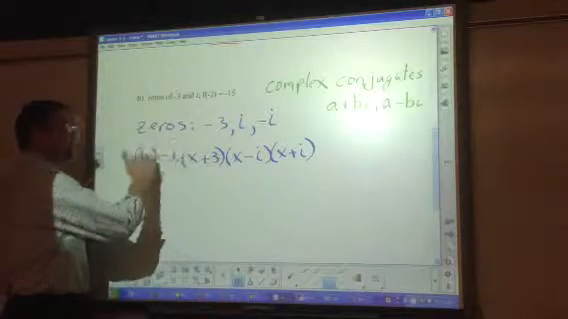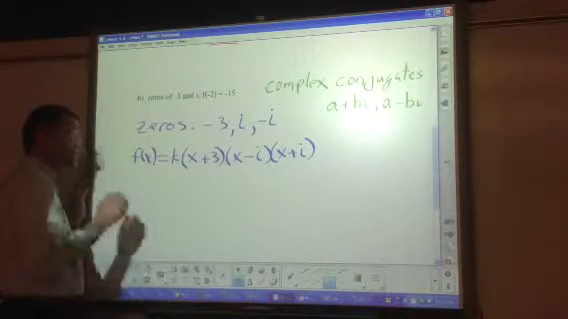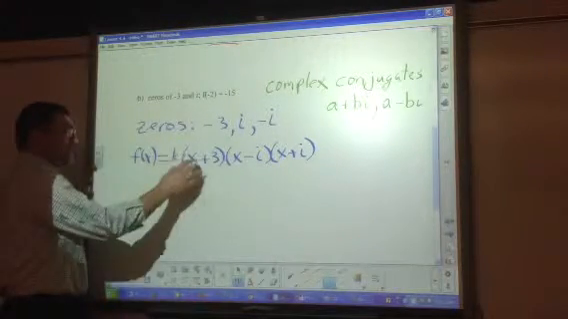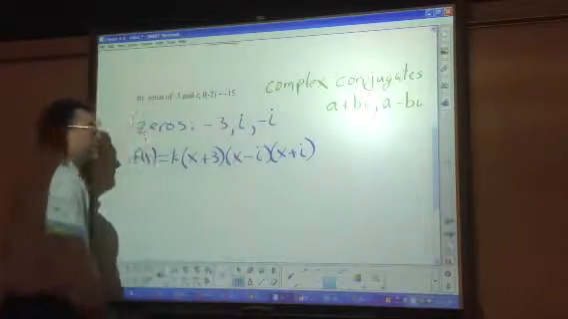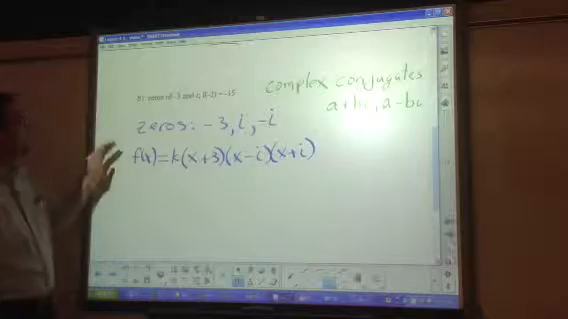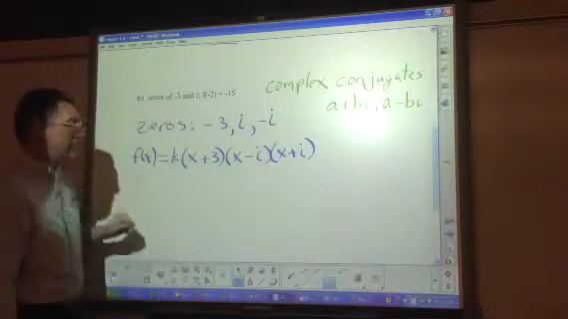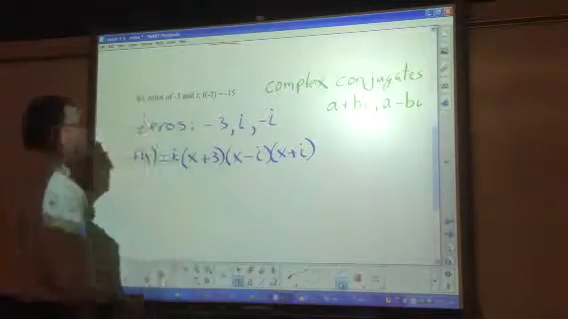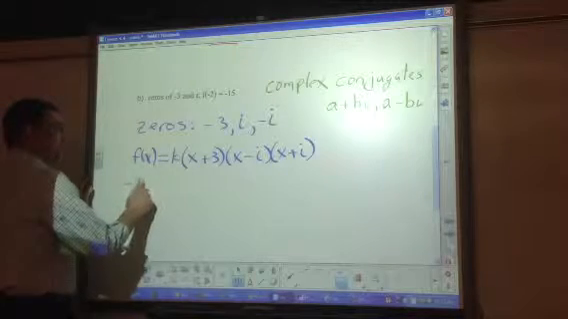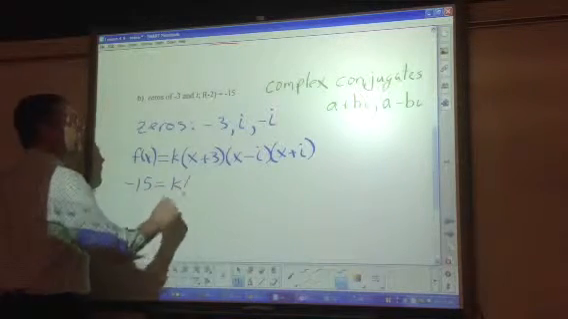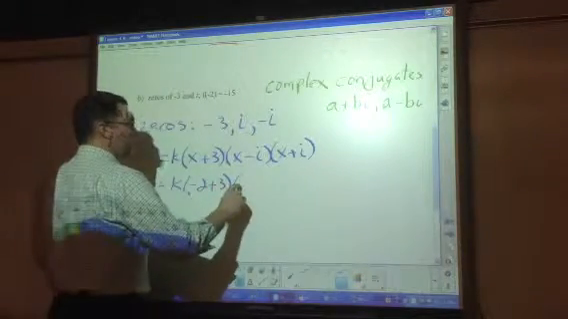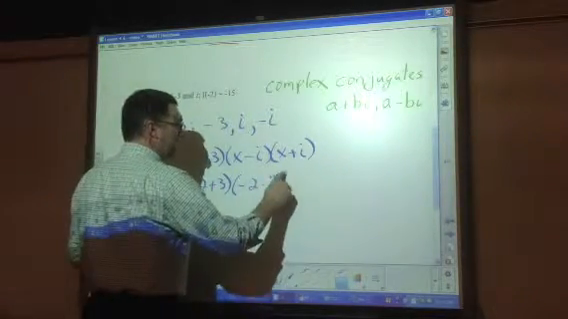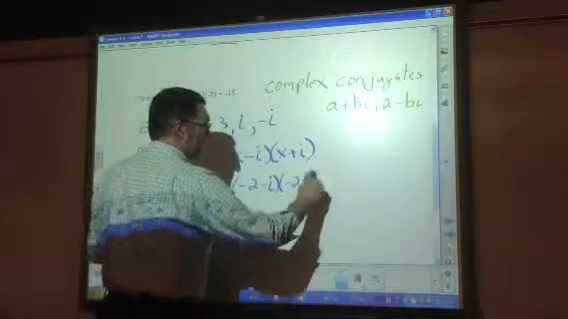Now I write them in factored form. I'm going to use this general form again: (x plus 3)(x minus i)(x plus i). And it says that f of negative 2 equals negative 15. So let's go ahead and work with that so we can find k. So negative 15 equals k times (negative 2 plus 3) times (negative 2 minus i) times (negative 2 plus i).